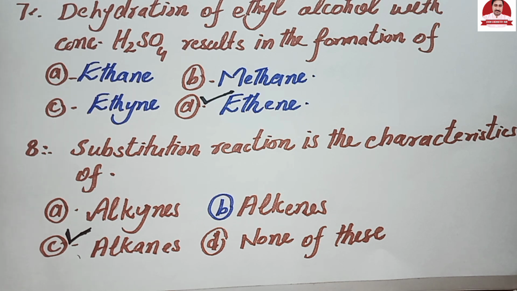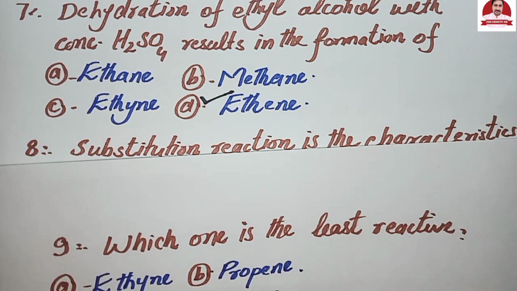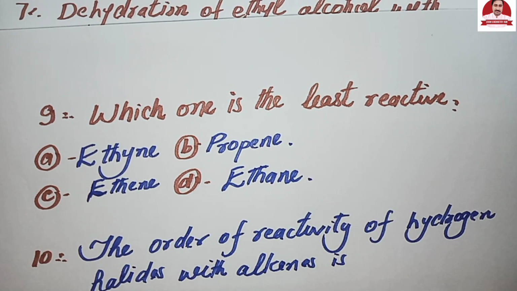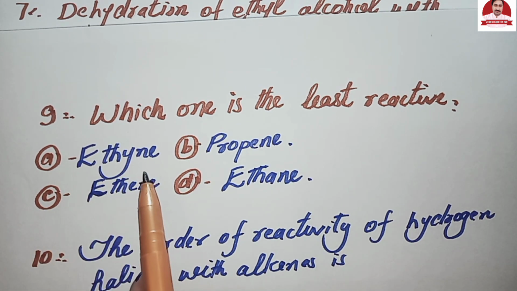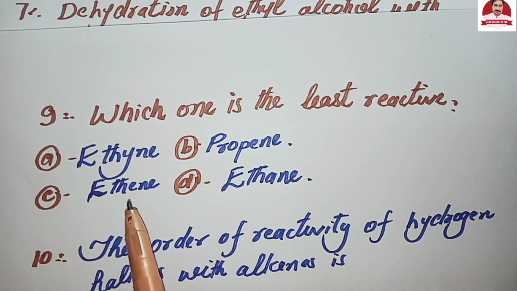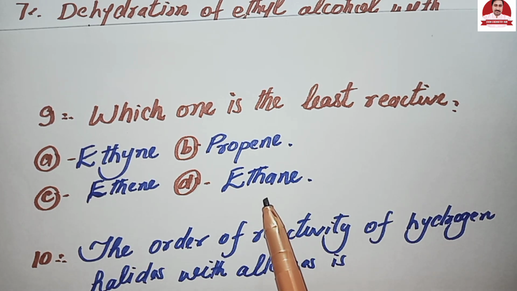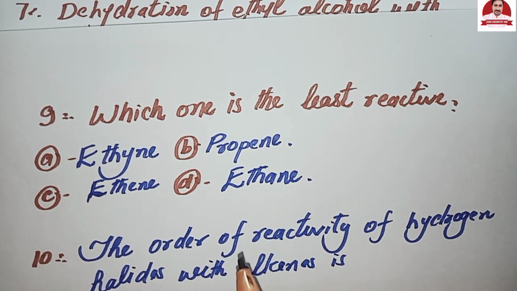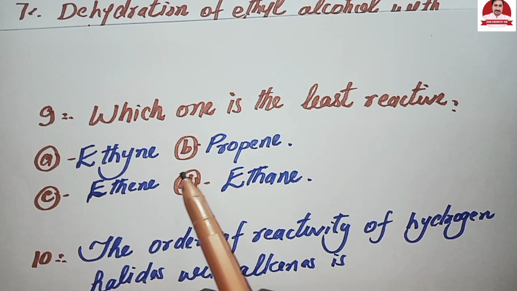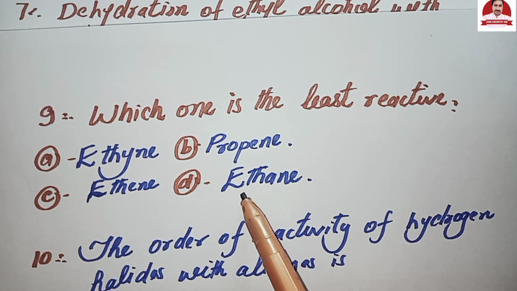Next question, question number 9. Which one is the least reactive? Option A, ethene, option B, propene, option C, ethyne, and option D is ethane. In the four options, we can see that three are unsaturated hydrocarbons and one is a saturated hydrocarbon.